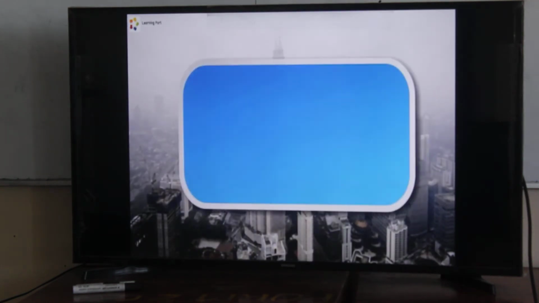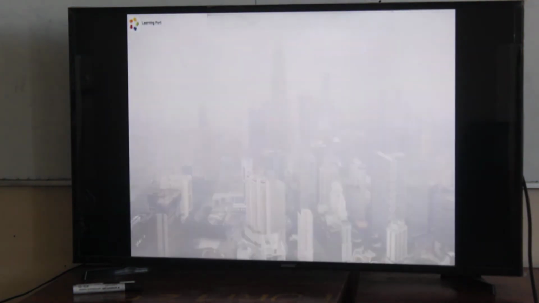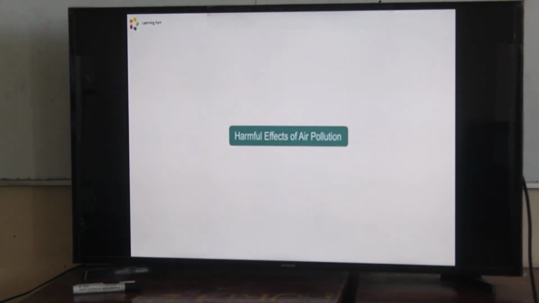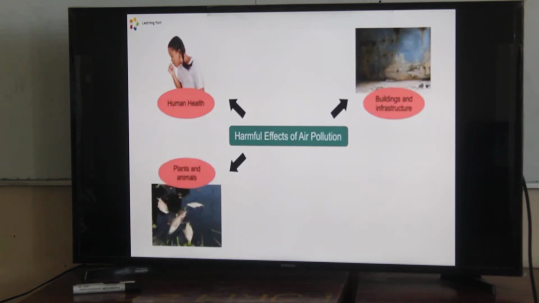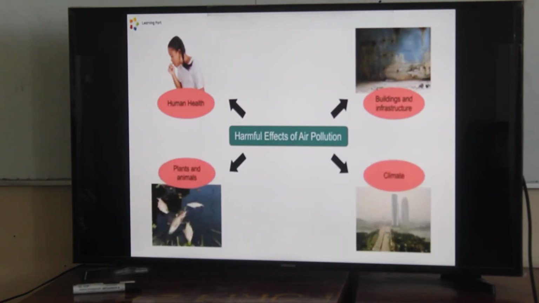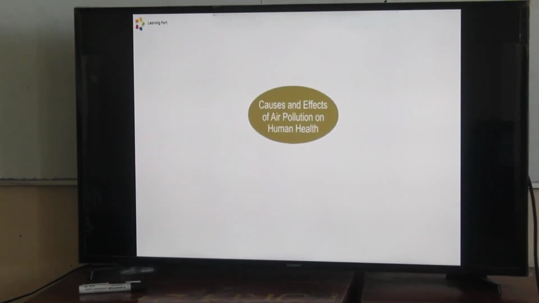This may be on causes and effects of our condition. Air pollution causes harmful effects on human health, buildings, infrastructure, plants, animals, and the climate. Let's look at the causes and effects of air pollution on human health.